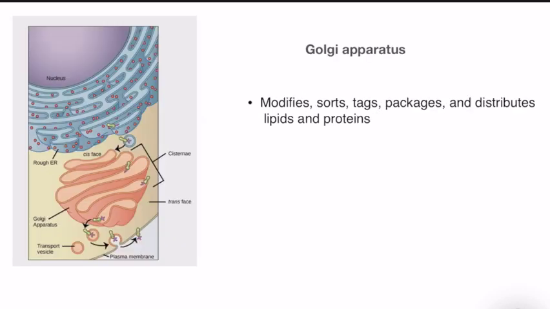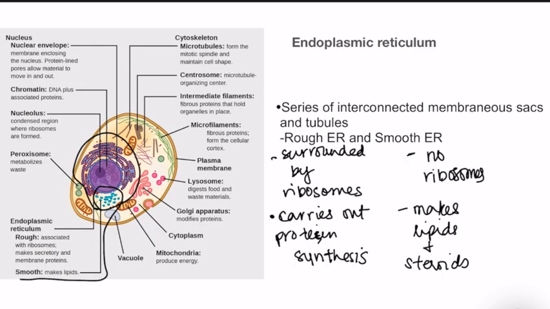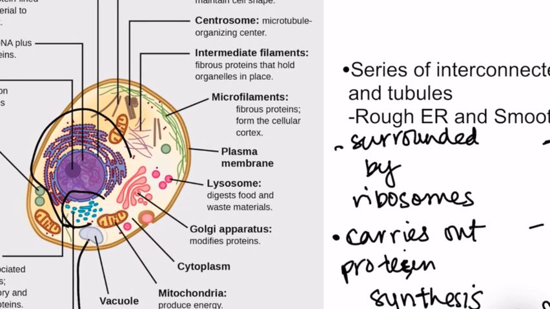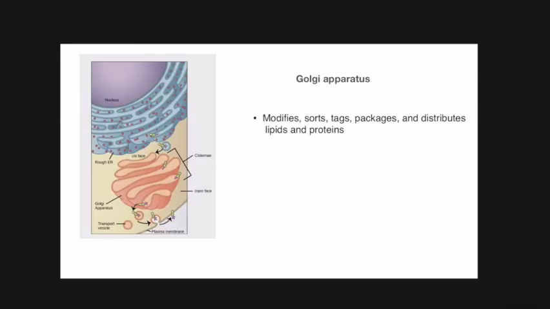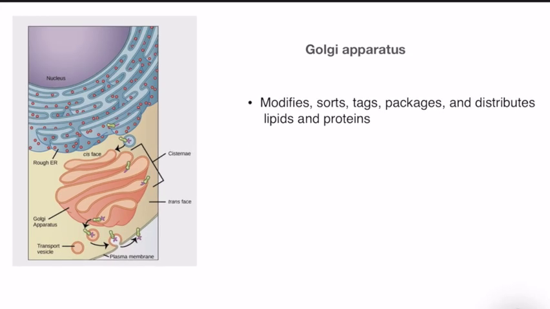Moving on, we have the Golgi body or the Golgi apparatus, and the Golgi apparatus is not right next to the nucleus but close to the nucleus. If I go back here to our original diagram, the Golgi body is right here. The reason why it is close to the endoplasmic reticulum is because it is receiving proteins and lipids and steroids. It is receiving all of those and taking them in and packaging them and sorting them. So the Golgi apparatus modifies, sorts, tags, packages, and distributes lipids and proteins.